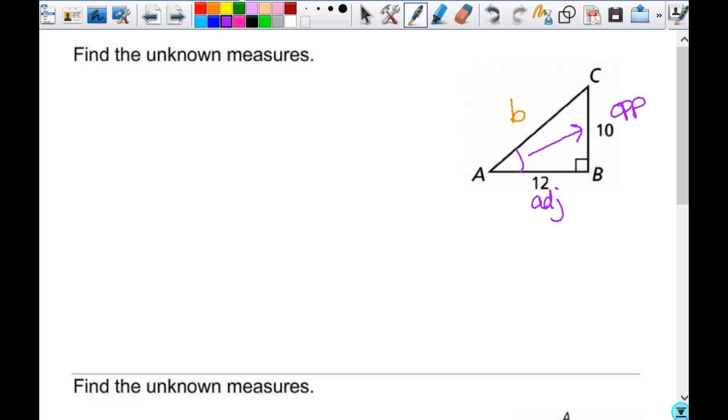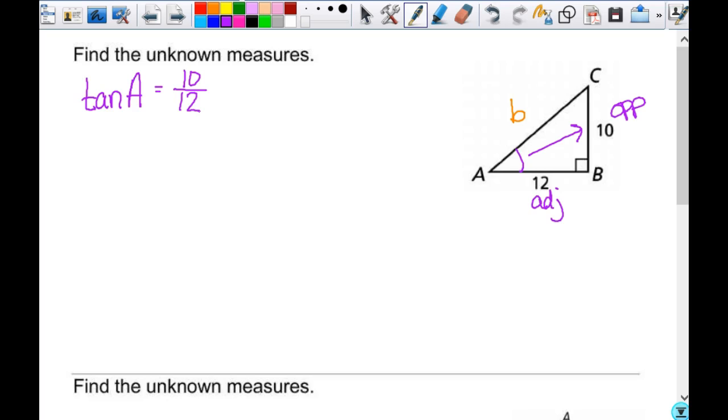Tangent. Okay, so I'm going to take the tangent of what? A, and it's a capital A because it represents the angle. Tangent of A is equal to the opposite, which is 10, over the adjacent, which is 12. Do I need to reduce that? No. The calculator is about to take over, so you can, but I wouldn't suggest it because if you reduce wrong, you're just out of luck.